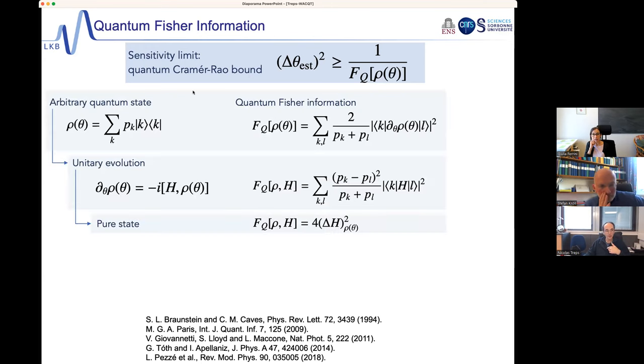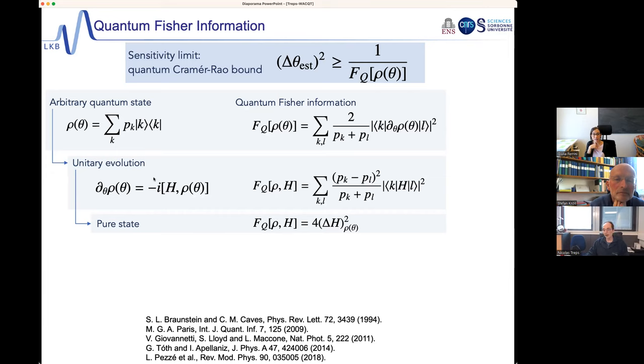Then you can do three calculations. And again, these are no demonstrations, they are just formulas. If you have an arbitrary quantum state and arbitrary dependence on theta, the quantum Fisher information has this not very nice form on the right. Well, it is what it is. It's a complicated form to calculate. And you see that you need a lot of parameters from your density operator, which is very hard to obtain.